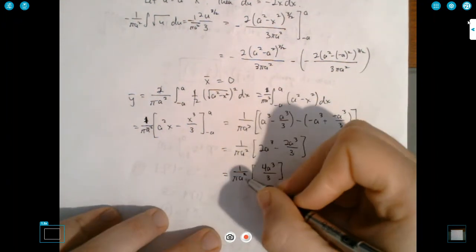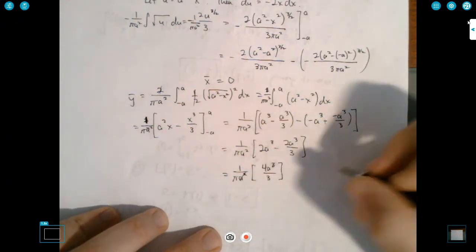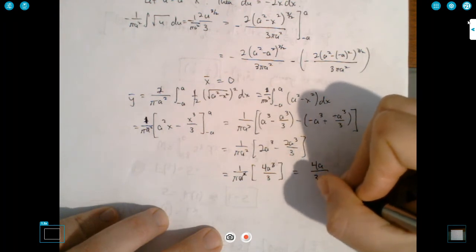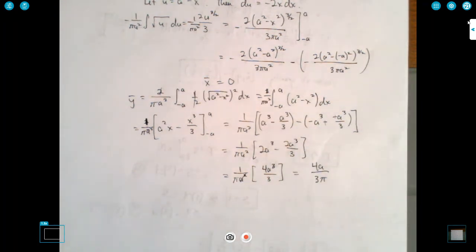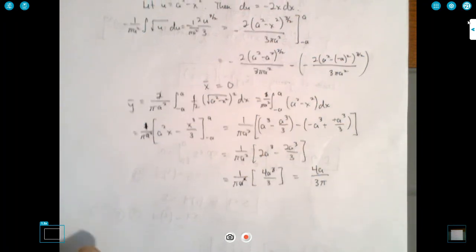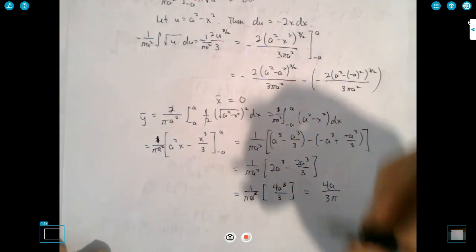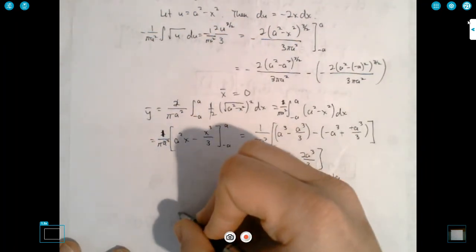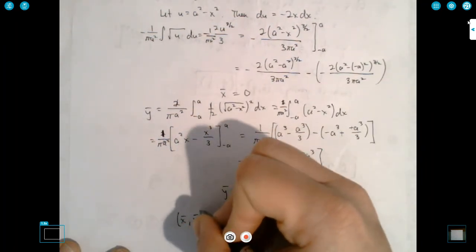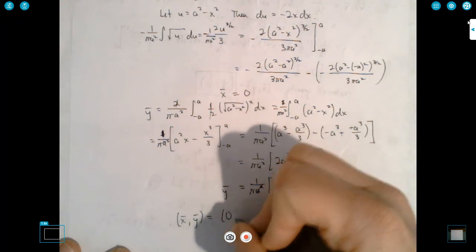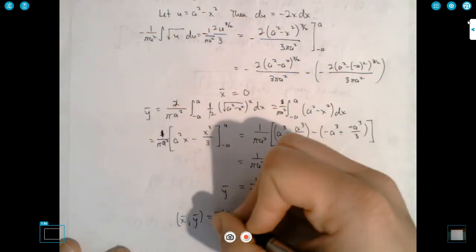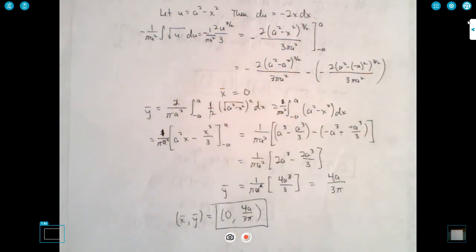Okay, and then finally, the a squareds will cancel 2 of those a's. We'll end up with 4a over 3 pi, I believe. So there's y bar. Putting it all together then, we've got x bar is 0, y bar is 4a over 3 pi. Okay, and that'll do it for that example.